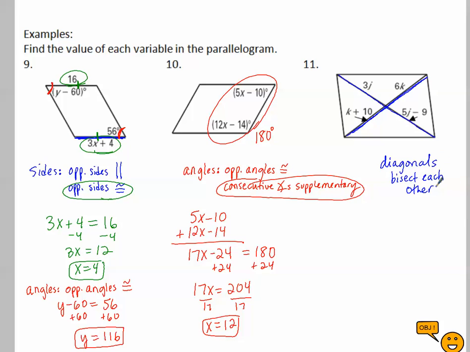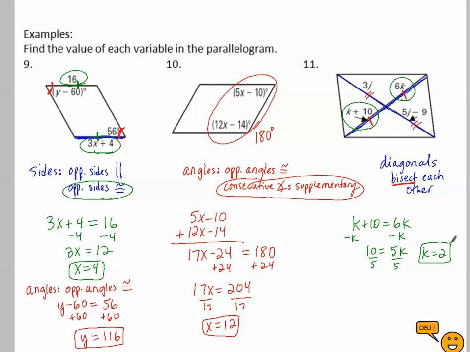Well, how does that help us? What does bisect mean? Bisect means cut in half. So this diagonal is cut into two pieces that are congruent. This diagonal is cut into two pieces that are congruent. Therefore, I can take the k expression and the other k expression, and they're supposed to be equal. So k plus 10 is supposed to equal 6k. If I subtract k from both sides, I get 10 equals 5k, and dividing by 5, I see that k must equal 2.